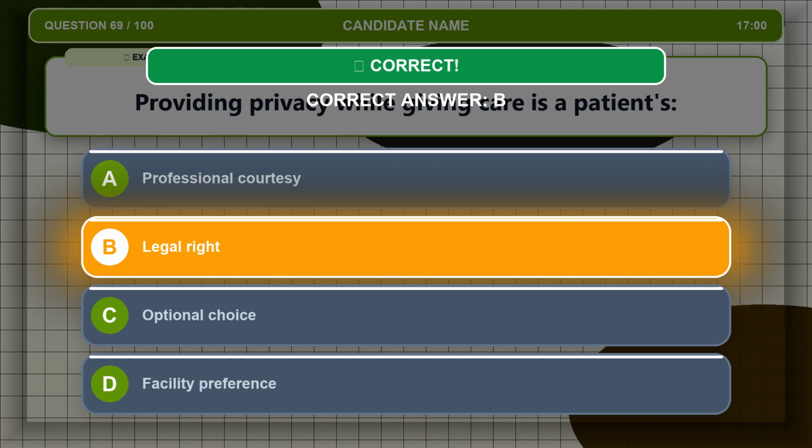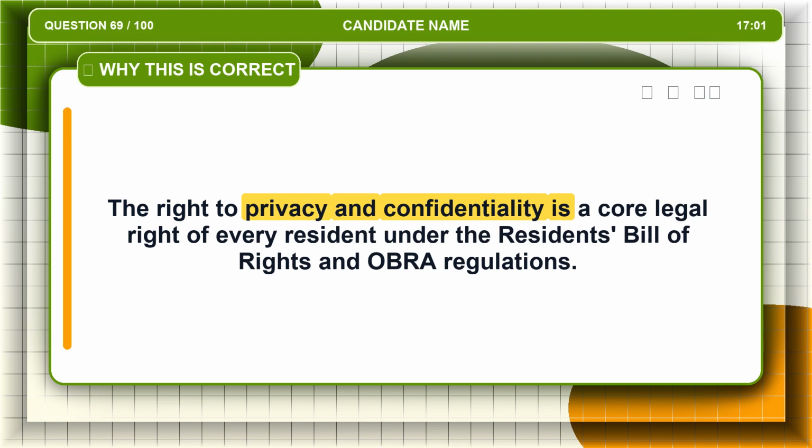The correct answer is option B. Legal right. The right to privacy and confidentiality is a core legal right of every resident under the Residents' Bill of Rights and OBRA regulations.